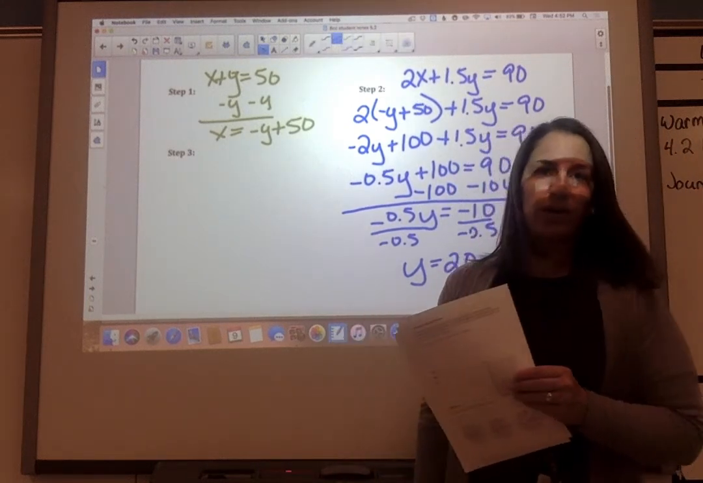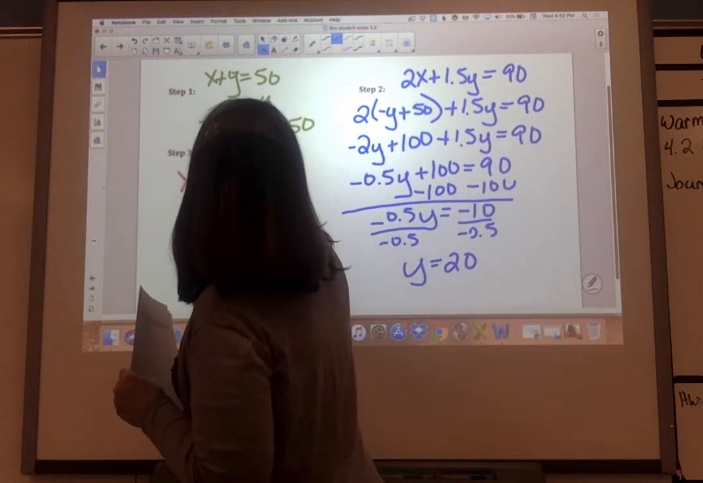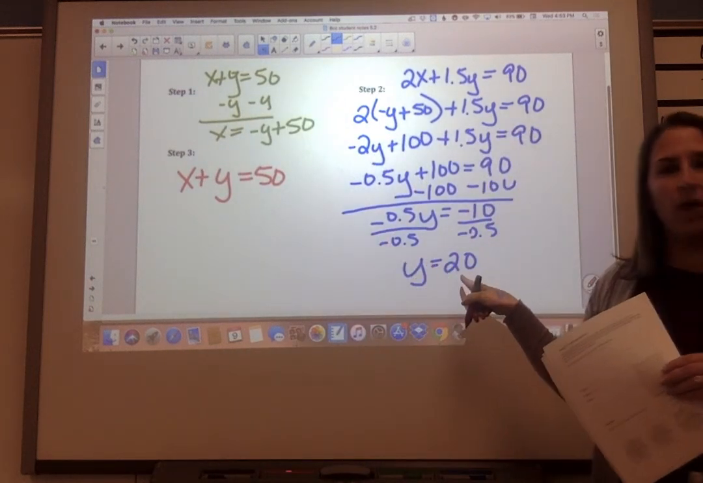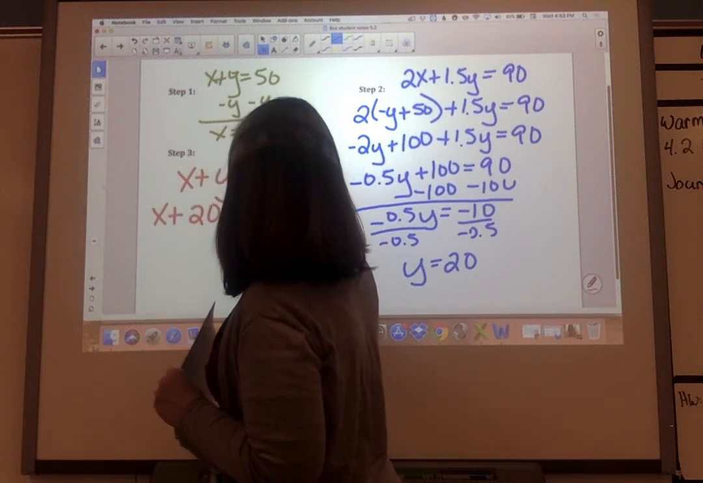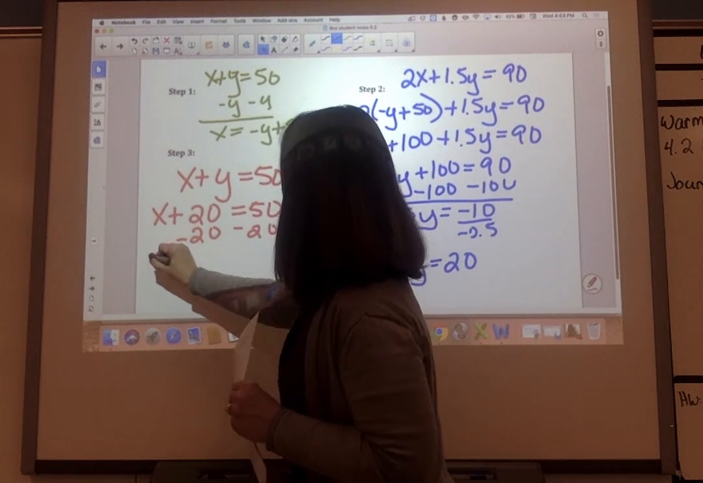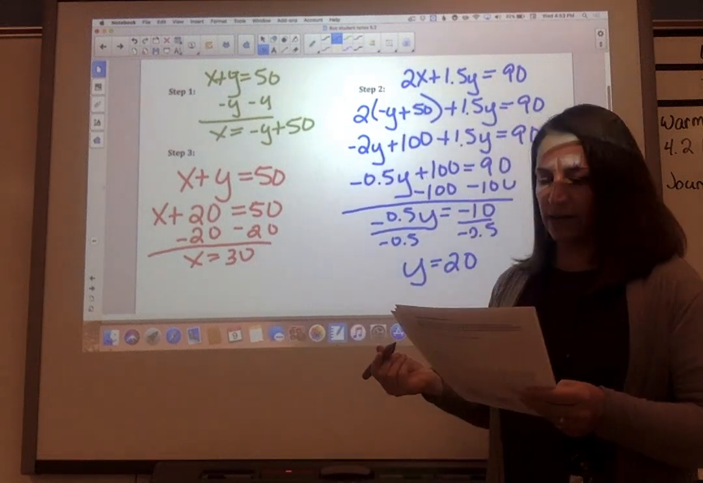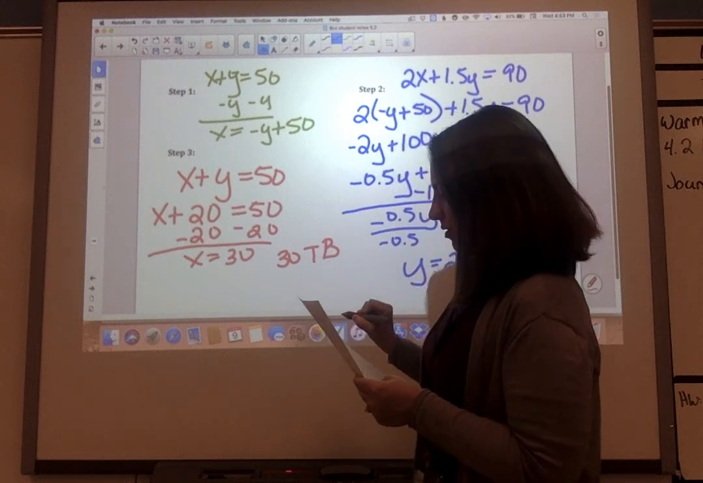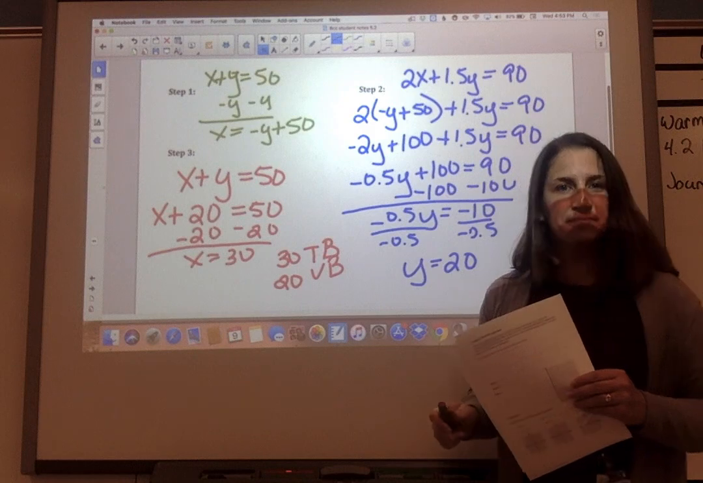Then we can use either one of the equations. We probably want to use our simpler one, though. We know that x plus y equals 50. And now we know that y is 20. So x plus 20 equals 50. And we'll solve for x and find that x equals 30. So our answer here is we have 30 turkey burgers and 20 veggie burgers.